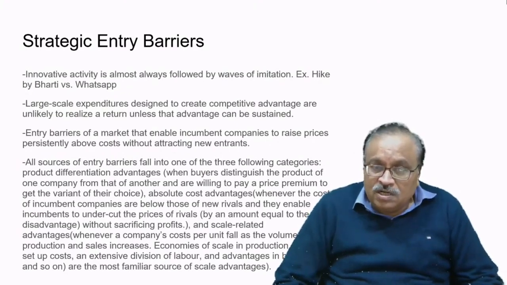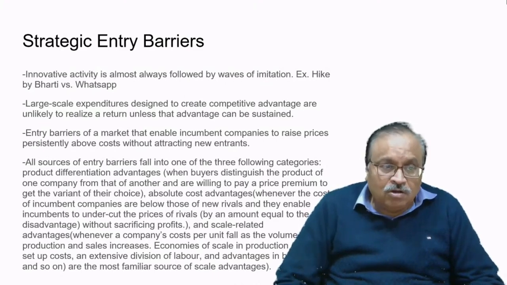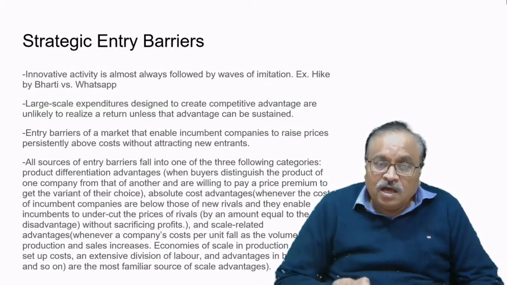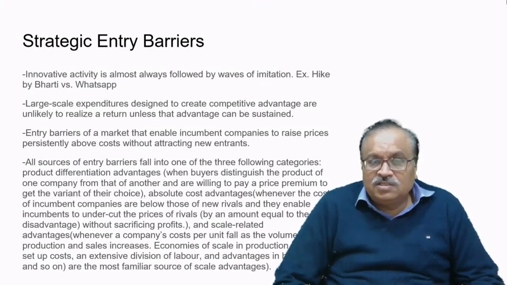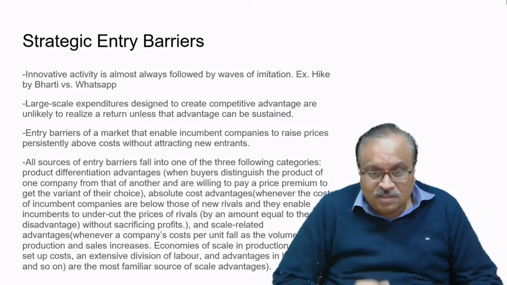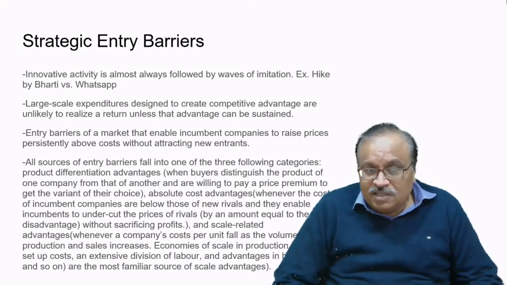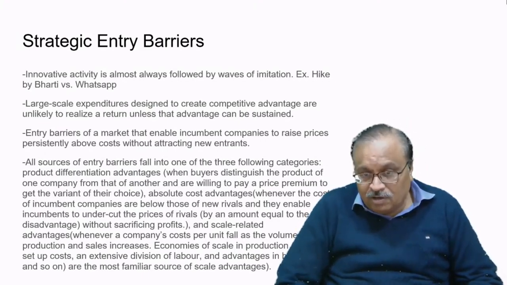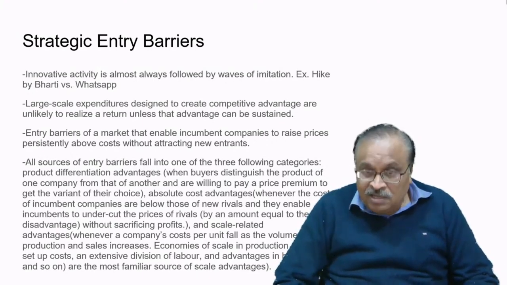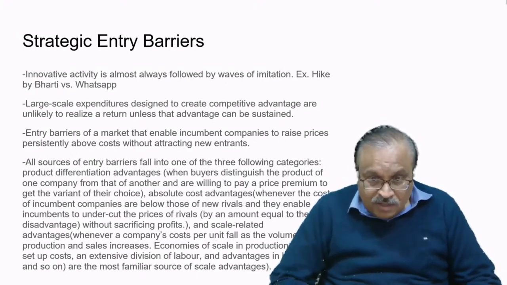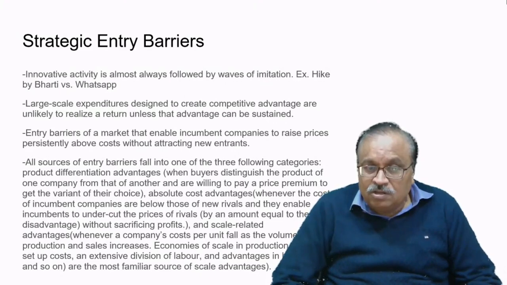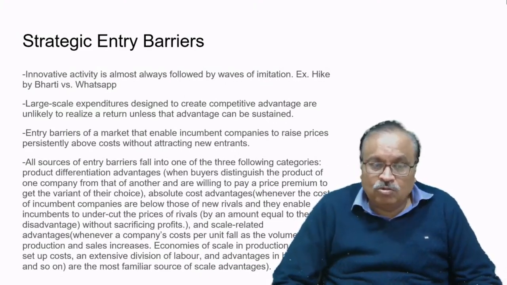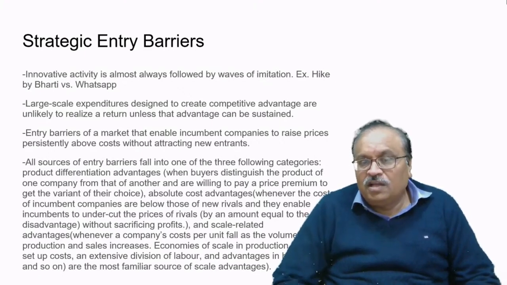Then we have absolute cost advantage. What does that mean? That means the costs of incumbent companies are below those of new rivals, and they enable incumbents to undercut the prices of rivals by an amount equal to the cost disadvantage without sacrificing profits. And scale related advantages arise whenever a company's cost per unit falls as the volume of production and sale increases. Economies of scale in production created by setup cost, extensive division of labor, and advantages in bulk buying and so on are the most familiar sources of scale advantages.